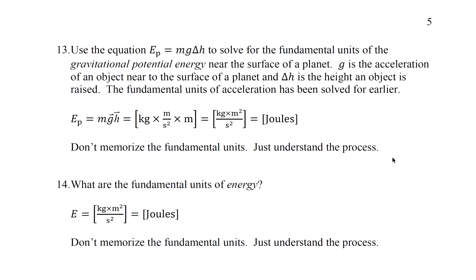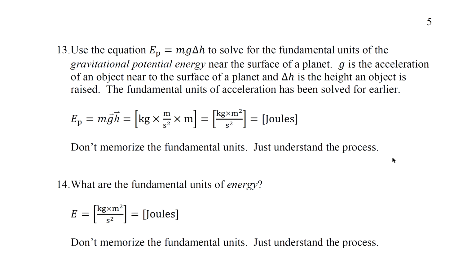Question 13. Use the equation E sub p equals mg delta h to solve for the fundamental units of the gravitational potential energy near the surface of a planet. g is the acceleration of an object near the surface of a planet, and delta h is the height an object is raised or lowered. The fundamental units of acceleration have been solved for earlier.